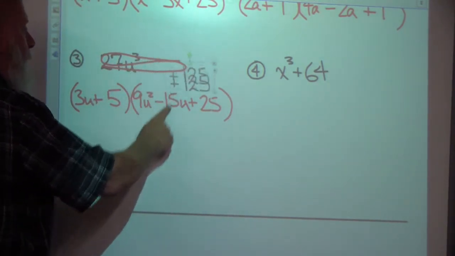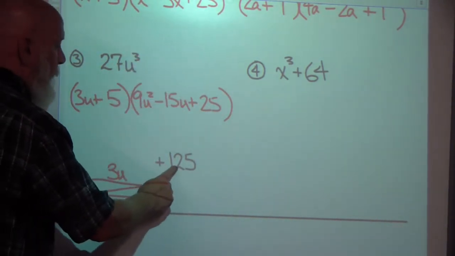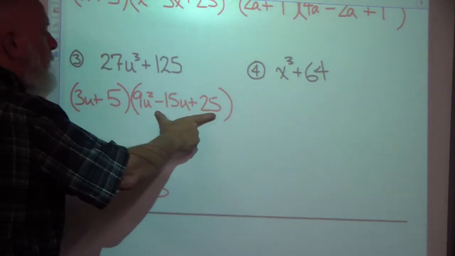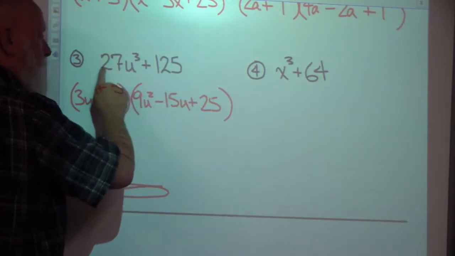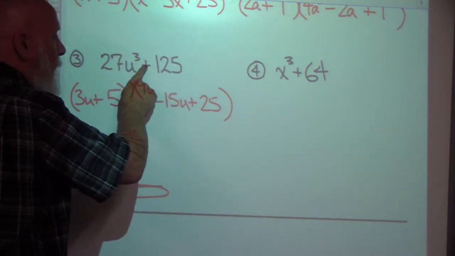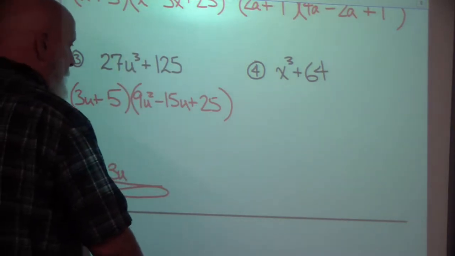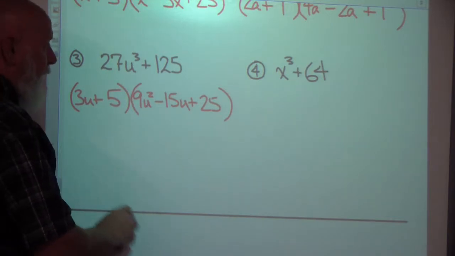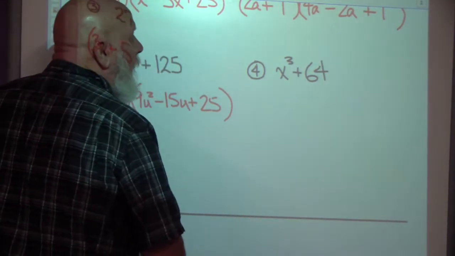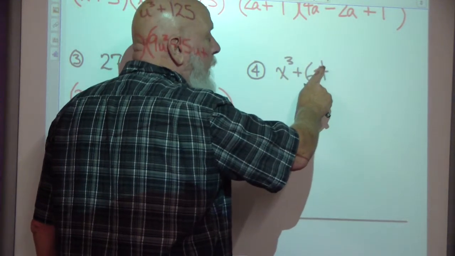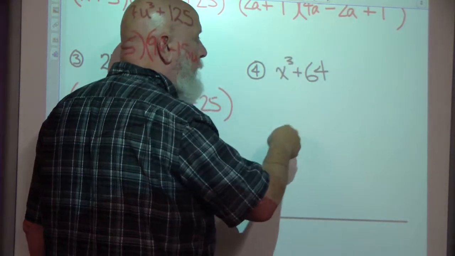If I multiply this binomial times this trinomial, I'll get this. I have factored this sum of two perfect cubes. Okay? And we'll do one more and then I'll demonstrate that it actually works. I got x cubed, that's x times x times x, plus 64. That's 4 times 4 times 4 from our list above.